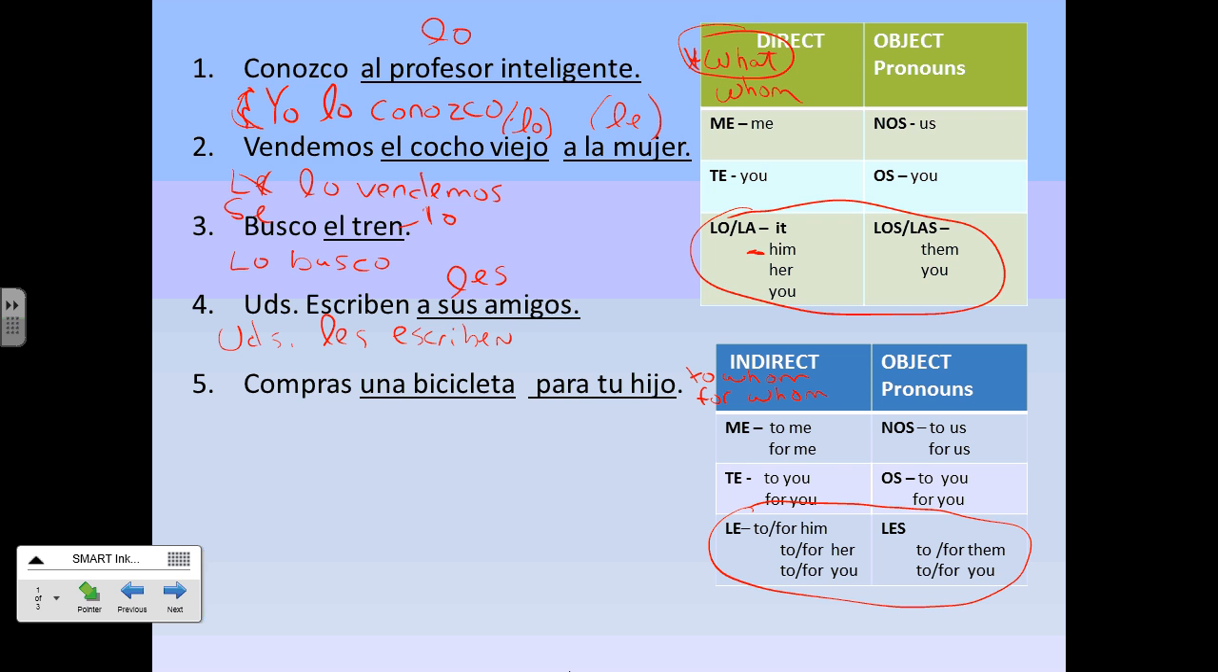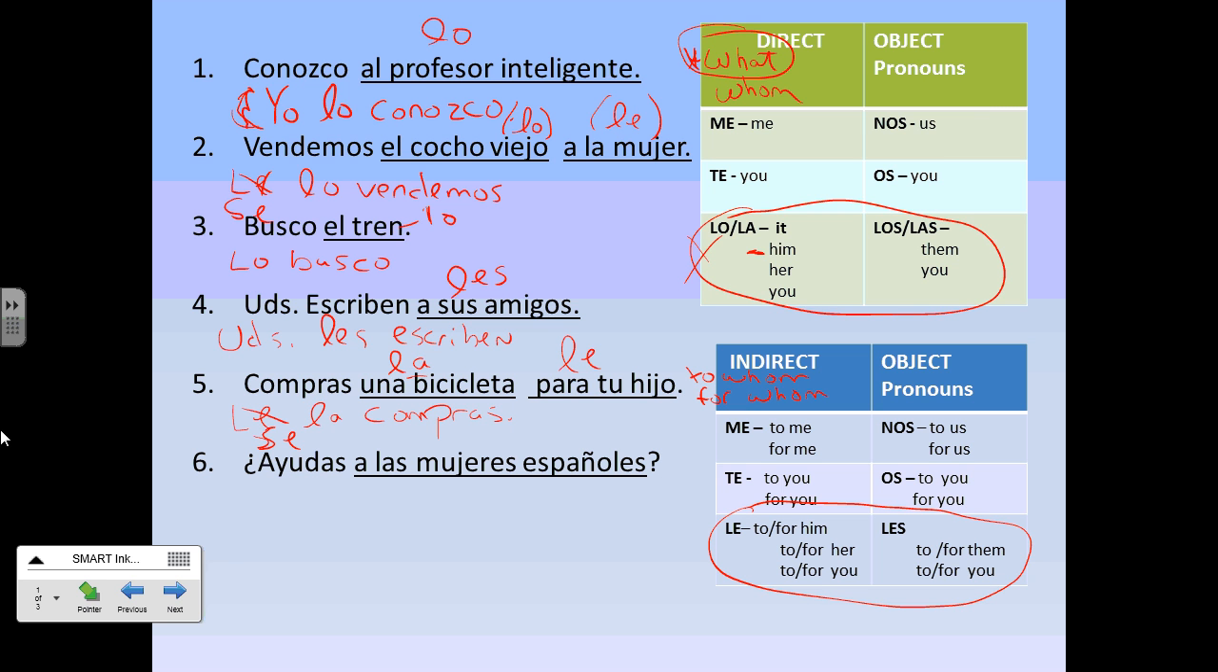You buy a bicycle for your son. Una bicicleta es la para tu hijo. Okay, you already have the direct, so you don't even have to worry about the direct objects anymore. You can't have two direct objects in a sentence. So, of course, for your son, you're going to replace it and say for him. So it'll be le. You're going to rewrite it. Le la compras. Oops, again, you can't have two L's in a row. So it's se. Número 6.